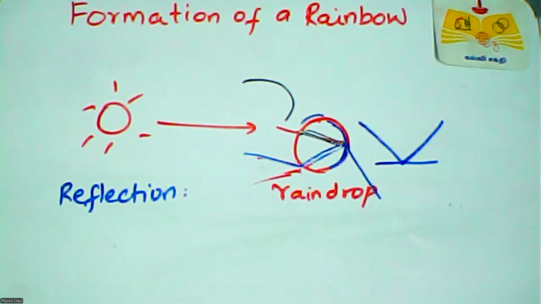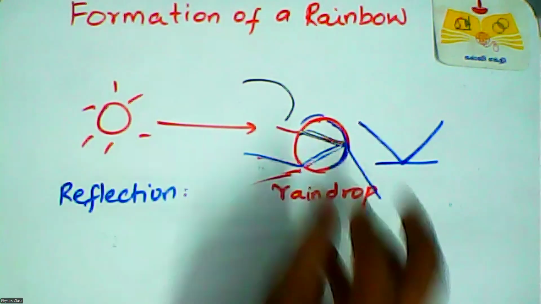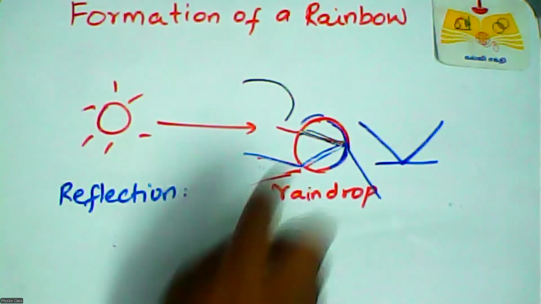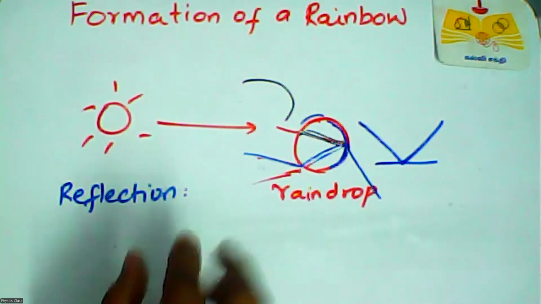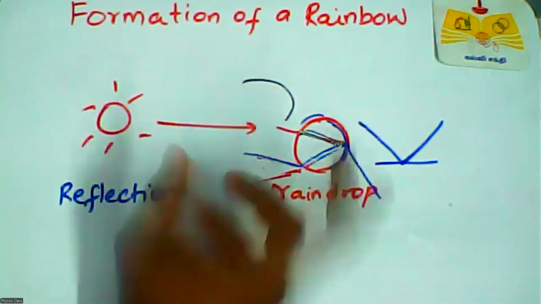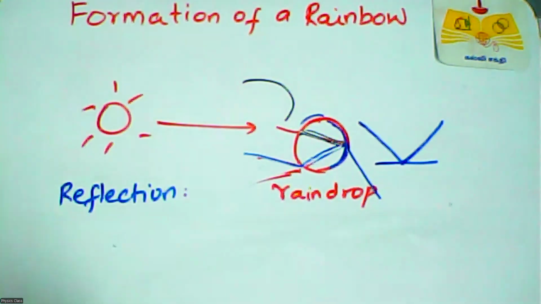When sunlight enters the water droplet, it slows down and bends due to the change in medium. This is called refraction.